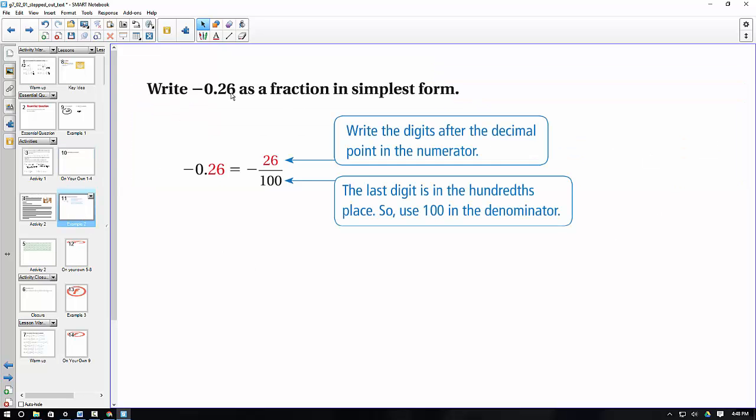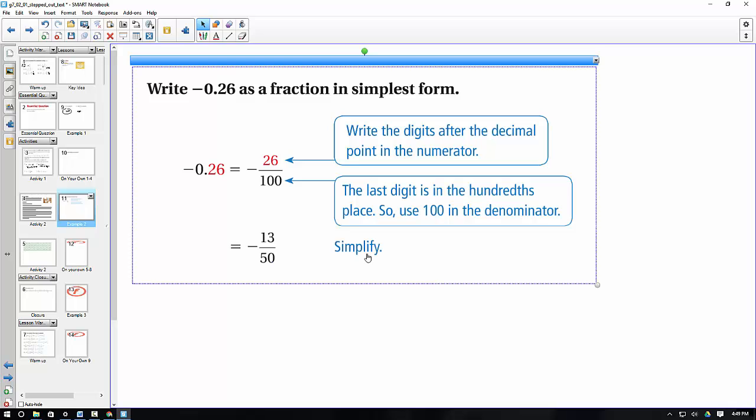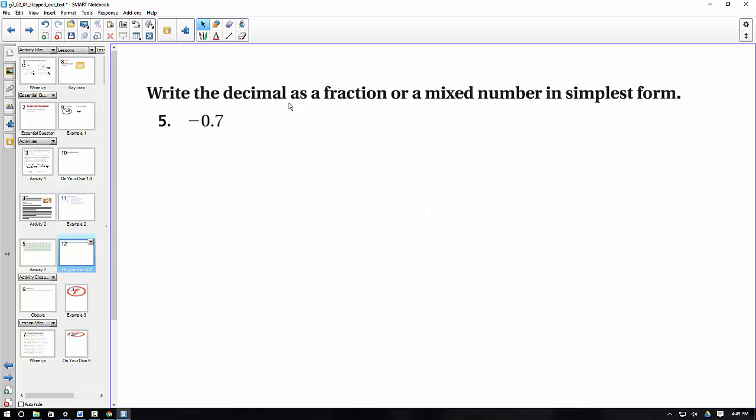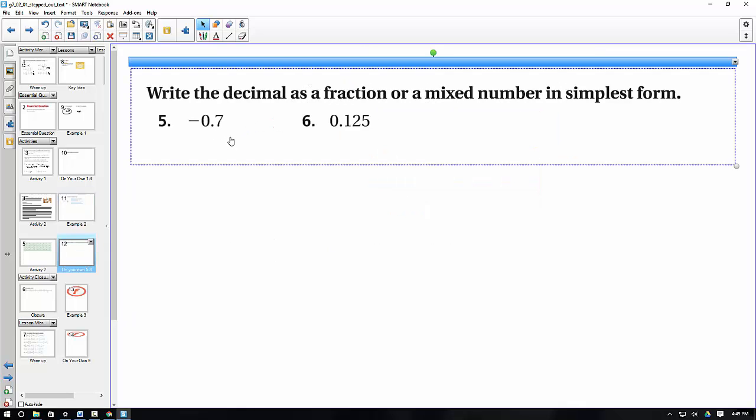All right, so we'll take -0.26 or 26 hundredths. We'll write it as 26 over 100, and then we got to put it in lowest terms. So if I do that, I have -13/50ths. So write this decimal as a fraction or a mixed number in simplest form. So here are the various ones. Let's look at them for a second.